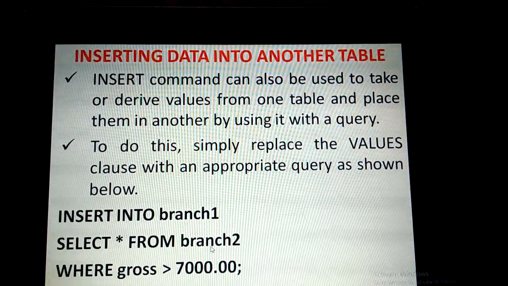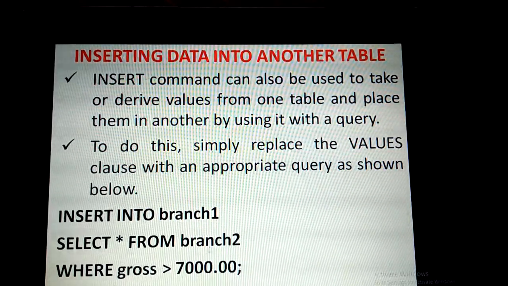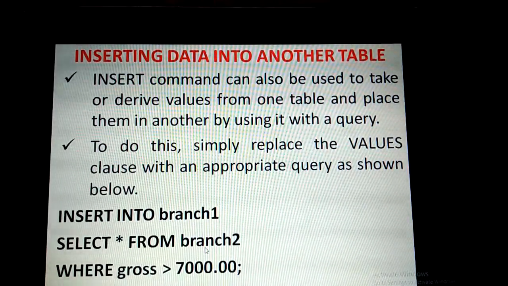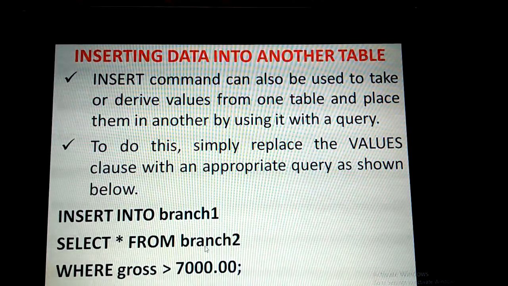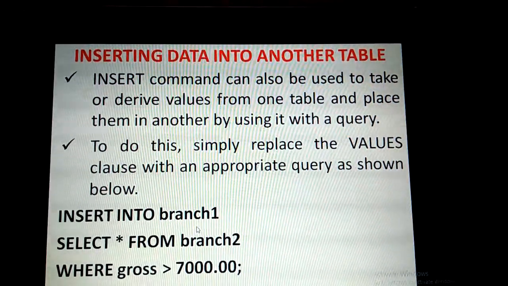That means branch2 is an already created table. From that table we are going to refer to some values. Those values are the ones assigned for those columns. The column names of branch2 and branch1 should be similar, and only then can we extract them.